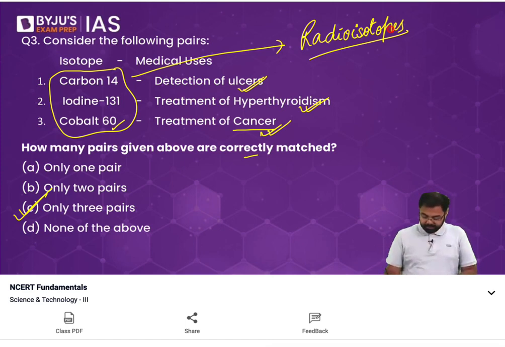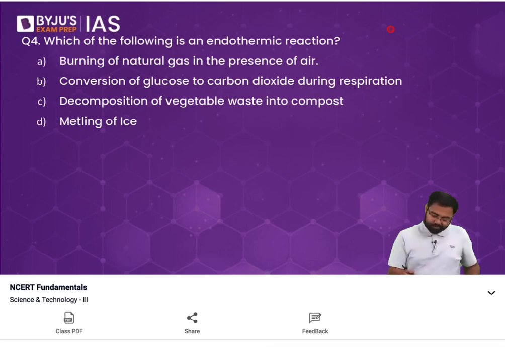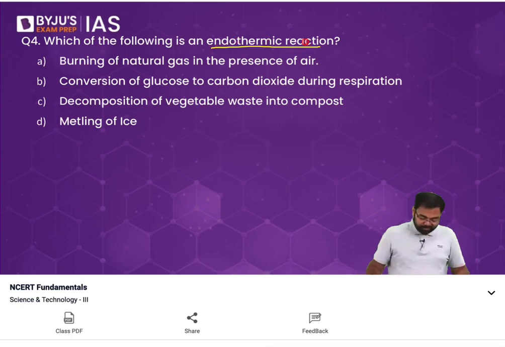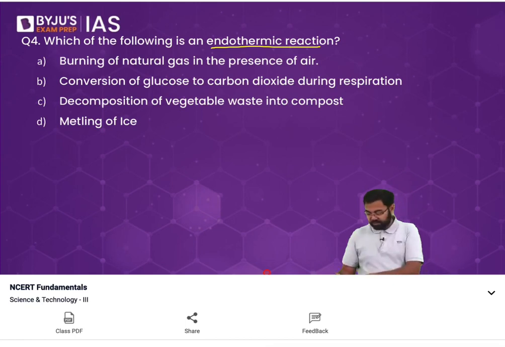All right, let's move on. Next question. Which of the following is an endothermic reaction? All right, so we are going back to the classes, endothermic and exothermic reactions. So let's take your answers, and this time I'm very sure that most of you will give the correct answer. All right, so please mark your answers, and then after that we shall have a discussion on this particular question.